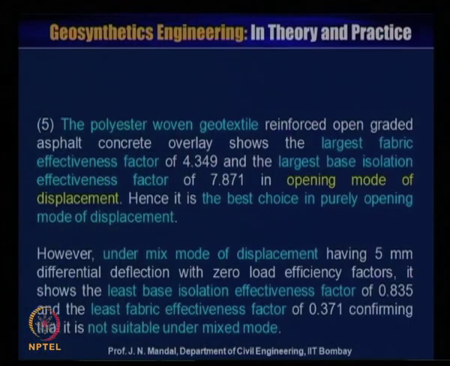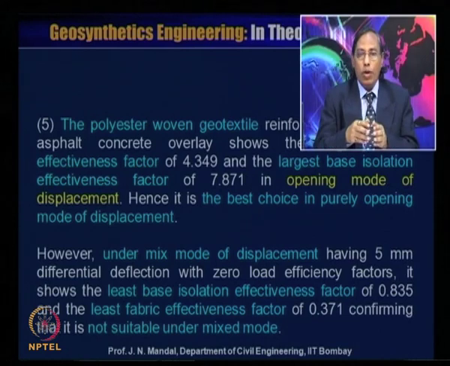Five, the polyester open geotextile reinforced open graded asphalt concrete overlay shows the largest fabric effectiveness factor of 4.349 and the largest base isolation effectiveness factor of 7.871 in opening mode of displacement. Hence, it is the best choice in purely opening mode of displacement. However, under mixed mode of displacement having 5 millimeter differential deflection with zero load efficiency factor, it shows the least base isolation effectiveness factor of 0.835 and the least fabric effectiveness factor of 0.371, confirming that it is not suitable under the mixed mode.